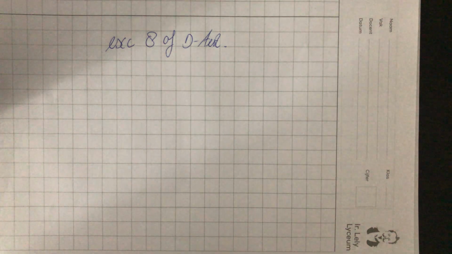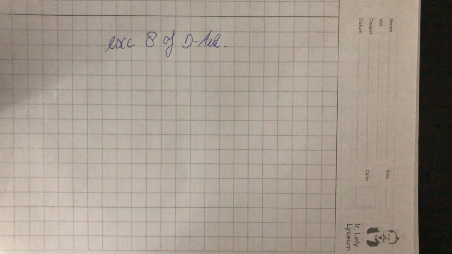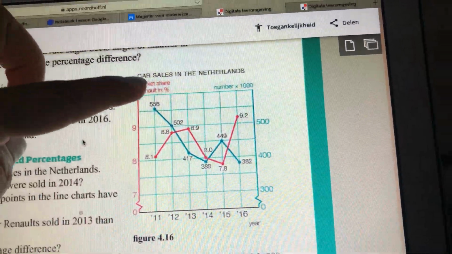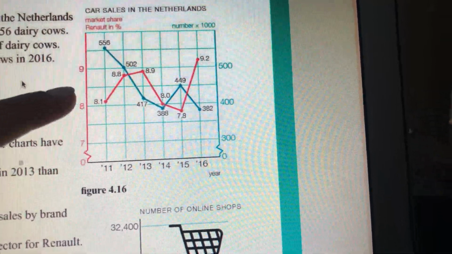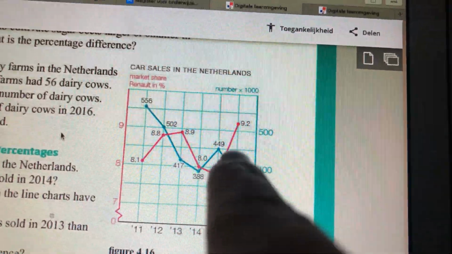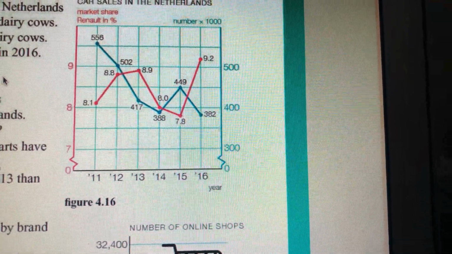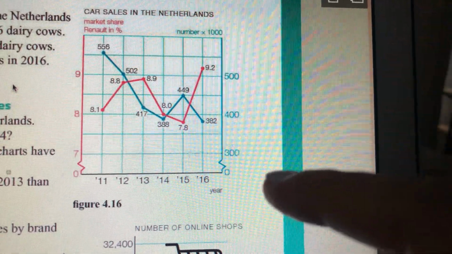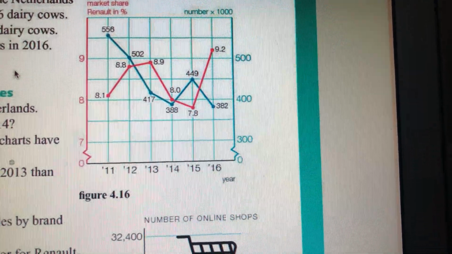So, before we start, let's have a look at the graph and try to understand the graph before you start working on the exercise. So, what we see here is car sales in the Netherlands. Read the title, and this is the market share on this side. So you read this as 7%, 8%, 9%. To help you out, they already give you the coordinates, so you don't need to read them off and guess. So everybody has actually the same calculation if they do it correctly. On the right here, you see the number of cars that were sold. So 300,000, 400,000, 500,000. And these down here are the years.